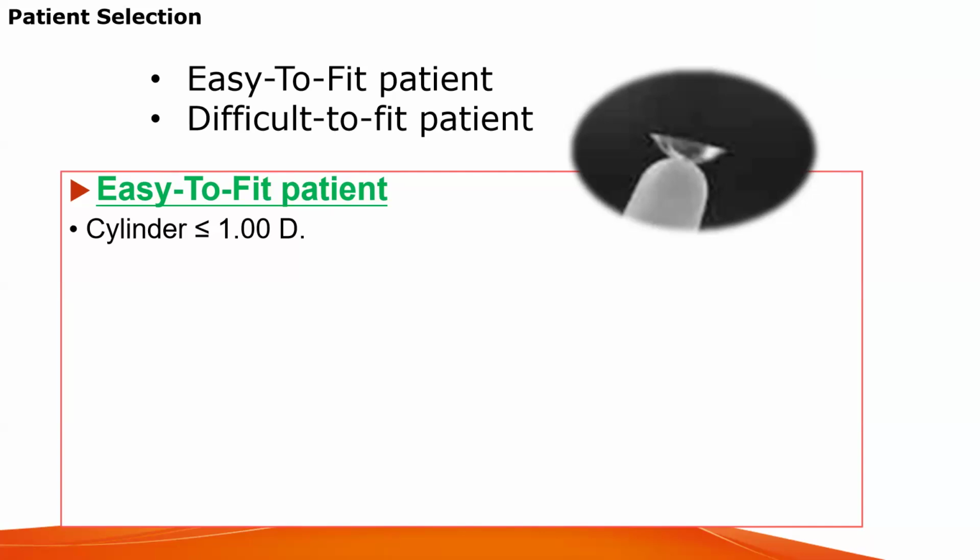All right. So I'll say that one of the easy to fit qualities is when the cylinder is less than 1 or about 1, because at this point you could actually do spherical equivalent. So if you do spherical equivalent for this patient, you may still be able to get the patient to the expected visual acuity.